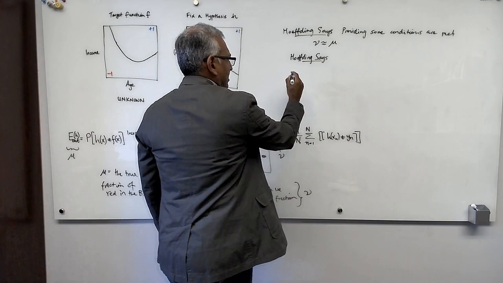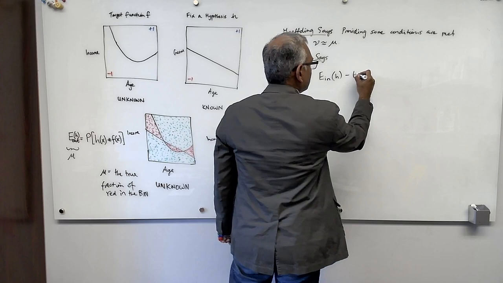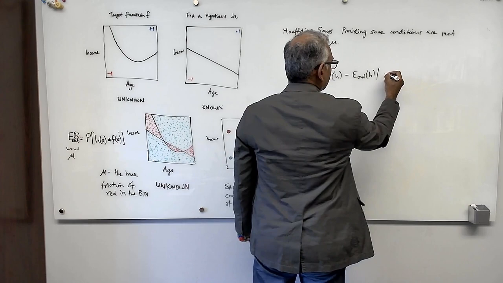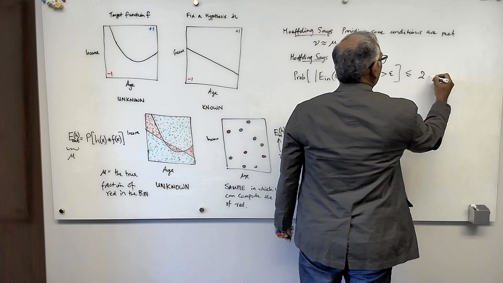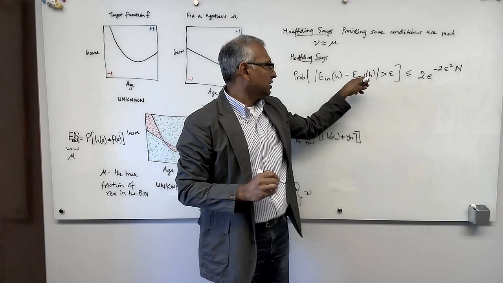Hoeffding says that the probability that E in of H, i.e. nu, minus E out of H, i.e. mu, is greater than epsilon is at most 2 e to the minus 2 epsilon squared N. And remember, the right-hand side does not depend on E out, which we do not know. It depends on the tolerance you pick and the size of your sample.